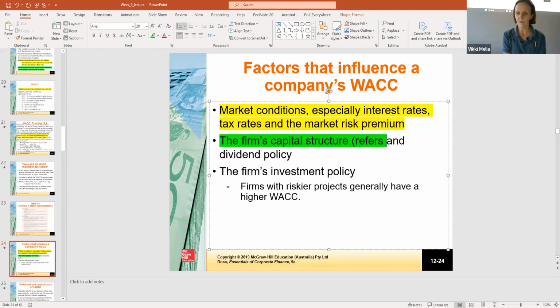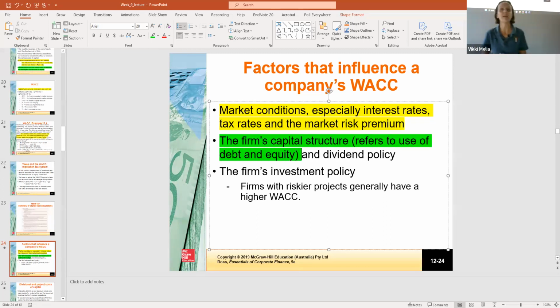Capital structure refers to the use of debt and equity in the company. And I think we've talked previously about how the cost of debt is lower than the cost of equity because the shareholders are taking more risk when they invest in the company. So debt's cheaper than equity. If a company has a capital structure where they rely heavily on debt, they would have a lower weighted average cost of capital. And changes to the capital structure will change the weighted average cost of capital.